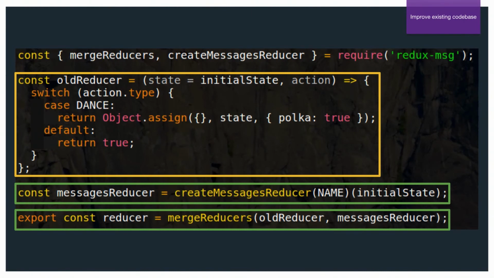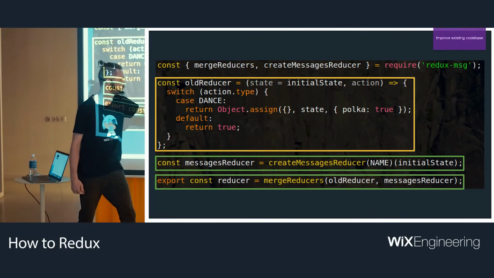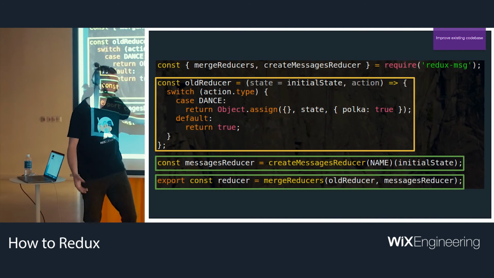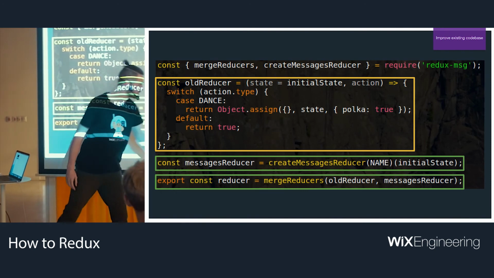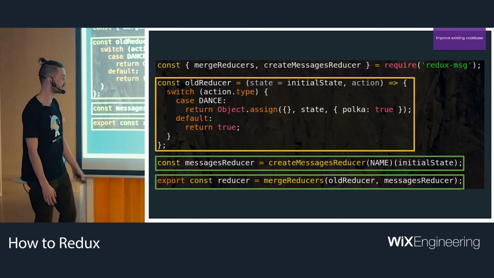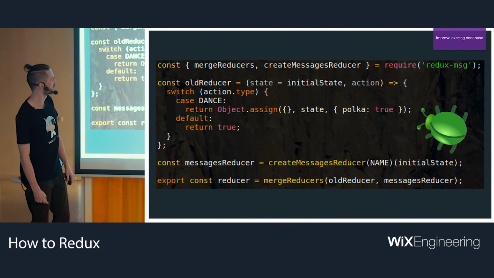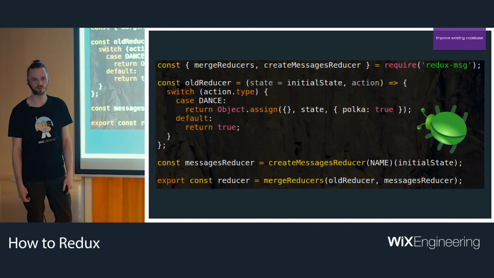So what's going to happen if there is some action, like in this case, a dance action, coming in for this reducer? First, this reducer will run. It will return a new state, and then it will pass this new state to this messages reducer. So it will sort of waterfall, I guess. I don't know. But here, there's a small bug. Can you notice? Anyone?